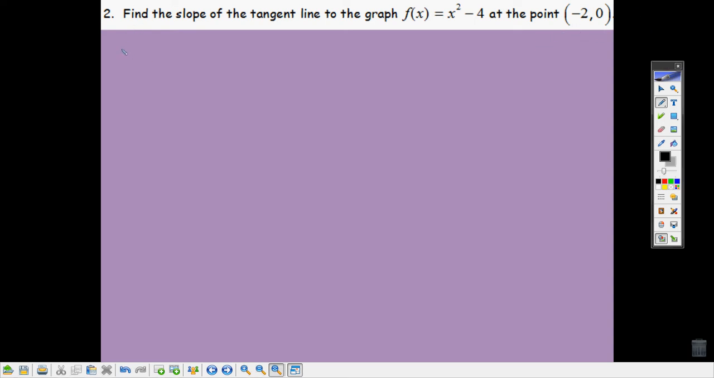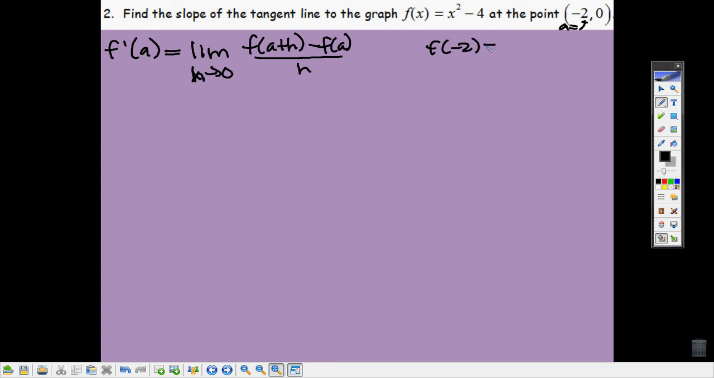Okay, so that means that I'm going to find f prime of a is equal to the limit as h approaches 0 of f of a plus h minus f of a all over h. So a couple things that we need to make sure that we remember, that this is the value of a. Okay, so we're talking about at negative 2. So I know that the value of f of negative 2 is already 0 without any subbing in. I need to find the value of f of negative 2 plus h.